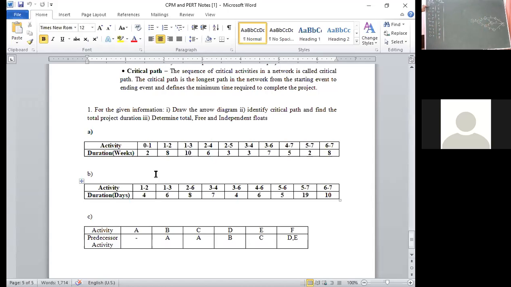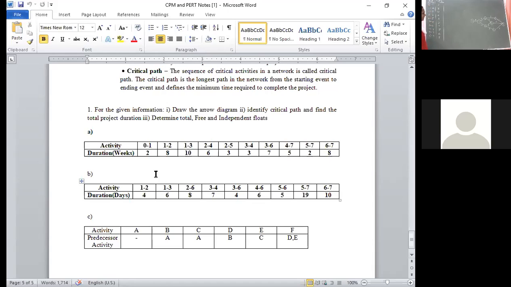The starting node is 0 and the ending node is 7. You know how to draw. 0 is the start event, then 0 to 1, where the activity is 1. If node 1 is completed, then only 2 and 3 will start. When 2 and 3 are ended, then only 4 and 5 will start, and again 6 also. Like that we have to draw the network diagram.